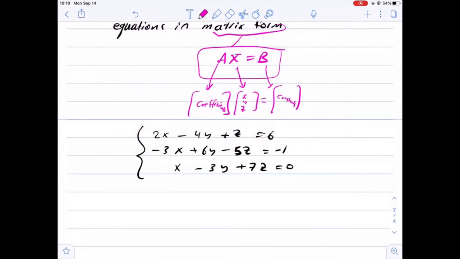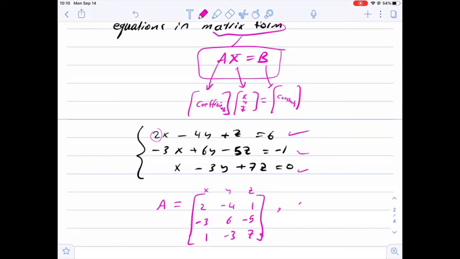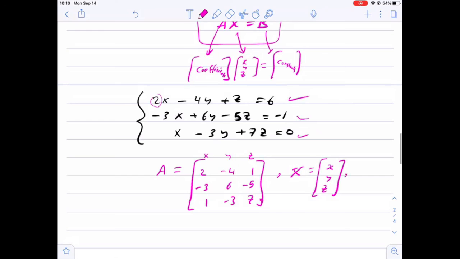So to write it in the matrix form, we need to determine the matrix A. The matrix A is the matrix of the coefficients. What are the coefficients? Here we have the coefficients of x, the coefficients of y, the coefficients of z. So we have 2, negative 4, 1, the first equation. The second equation gives negative 3, 6, and negative 5. And the third equation gives 1, negative 3, and 7. And we have the matrix of variables. The variables are x, y, and z. This is a column matrix. And the matrix B, or the matrix of constants, 6, negative 1, and 0.